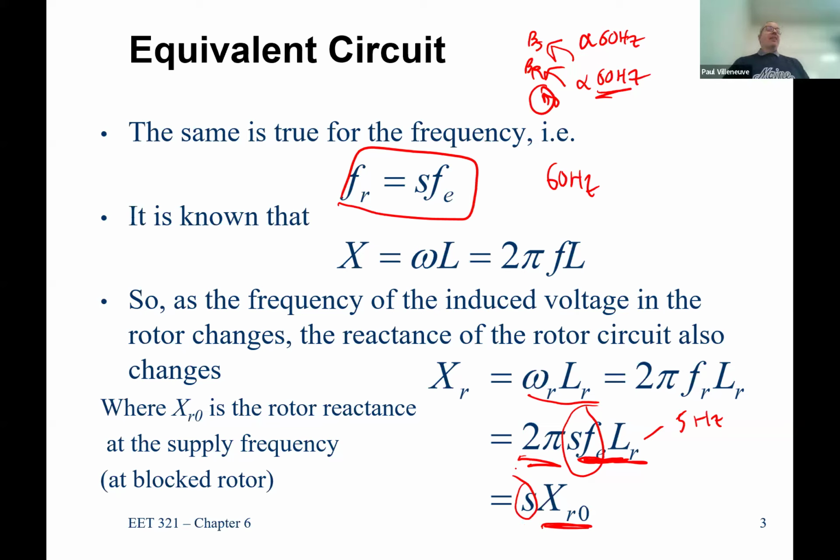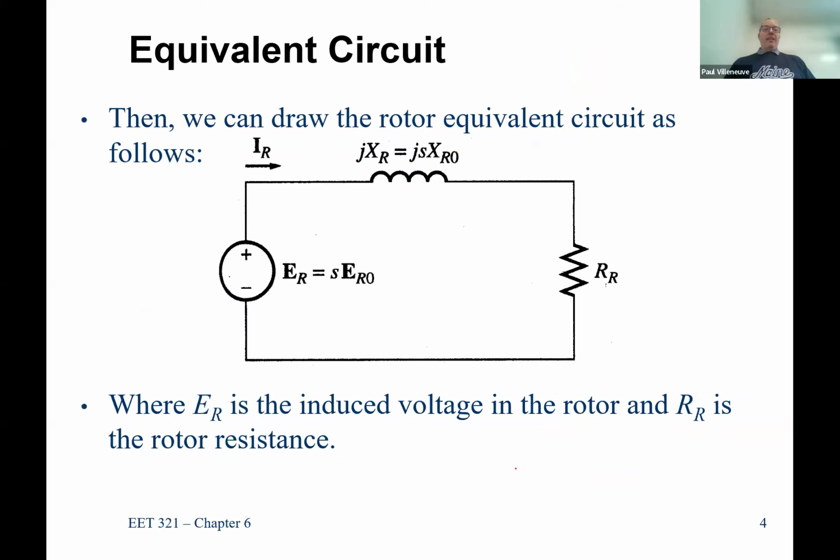All right. That XR0 is just that blocked rotor or locked rotor inductance that we could calculate when we're under blocked rotor conditions. And so now here is our rotor equivalent circuit, all written in terms of 60 hertz and written as locked rotor values. Okay. Here's our voltage. Here's our inductance. And our rotor resistance is not frequency dependent, so it doesn't matter.